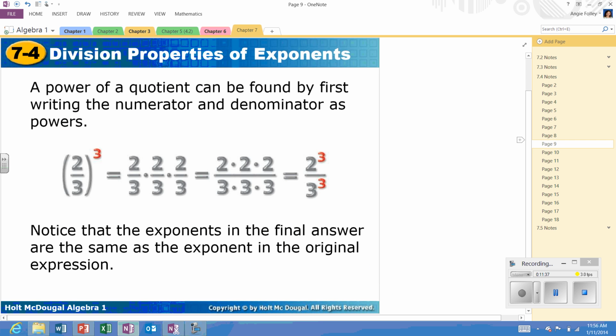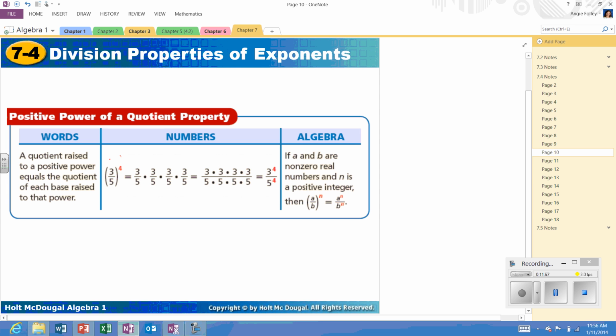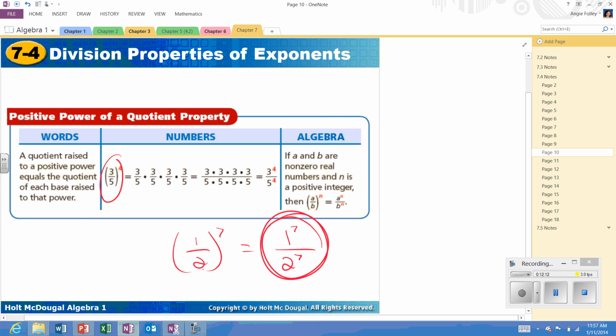A power of a quotient can be found by first writing the numerator and the denominator as powers. So again, this is kind of what I did in the warm-up. This power has to get distributed to both the numerator and the denominator. So we would simplify it by writing it in the top and the bottom for our final answer. So a quotient raised to a power equals the quotient of the base raised to that power. So any value 1/2 to the 7th would equal 1 to the 7th over 2 to the 7th. Okay, that's the same thing. And this is the simplified version, not this.